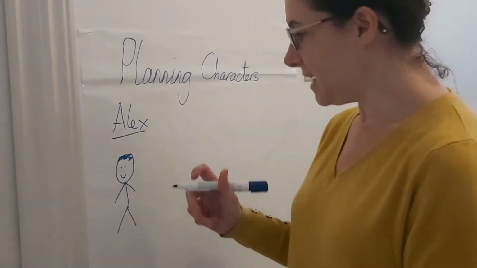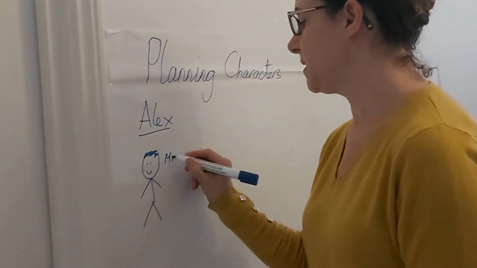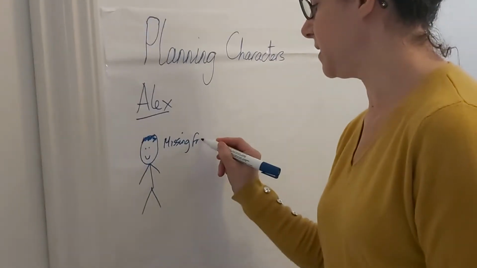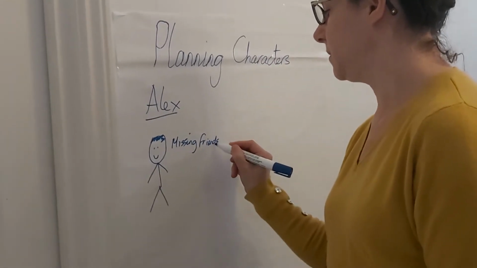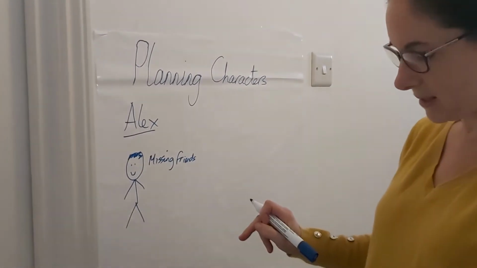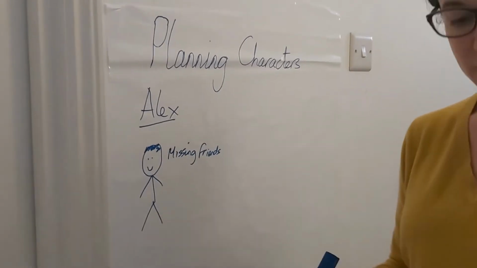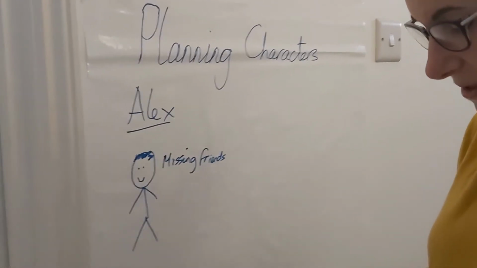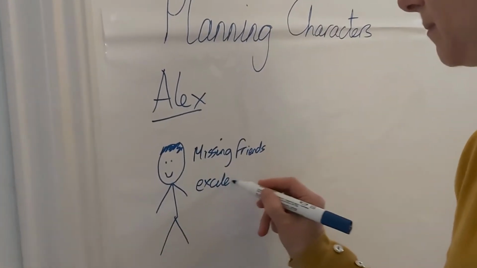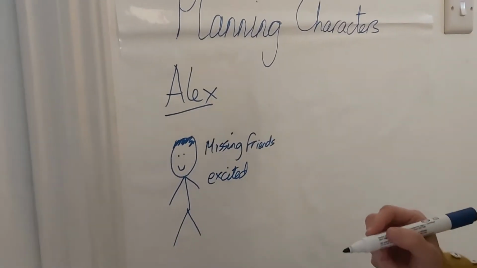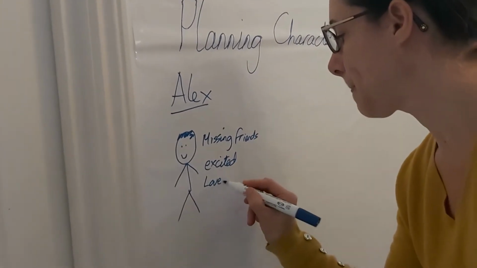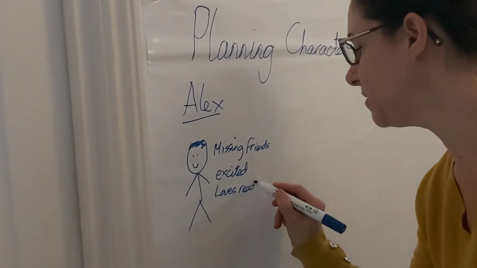So, look, Alex, he's missing his friends. So the reason he's smiling, he's missing his friends. Hopefully that's clear. The reason he's smiling is because it's his first day back at school and he's excited to see them. So he's excited. He loves reading. And he's a really good reader.